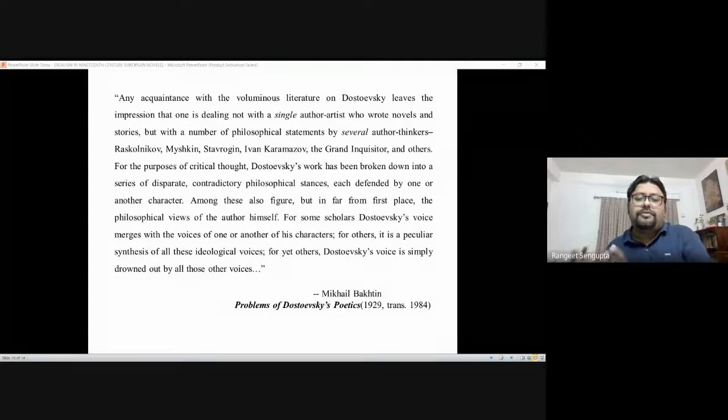He states, any acquaintance with the voluminous literature on Dostoevsky leaves the impression that one is dealing not with a single author-artist who wrote novels and stories, but with a number of philosophical statements by several author-thinkers: Raskolnikov, Mishkin, Stavrogin, Ivan Karamazov, the Grand Inquisitor, and others. For the purposes of critical thought, Dostoevsky's work has been broken down into a series of disparate, contradictory philosophical stances, each defended by one or another character. Among these also figure, but in far from first place, the philosophical views of the author himself. For some scholars, Dostoevsky's voice merges with the voices of one or another of his characters. For others, it is a peculiar synthesis of all these ideological voices. For yet others, Dostoevsky's voice is simply drowned out by all those other voices.